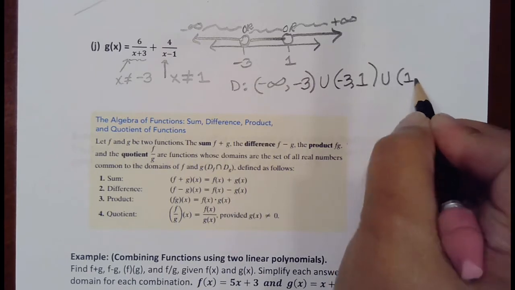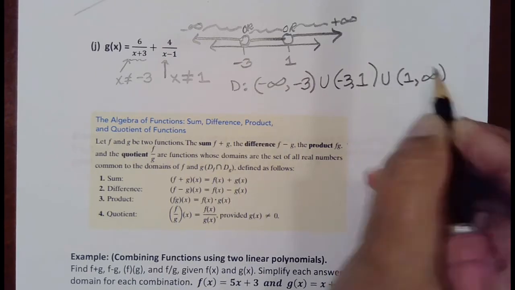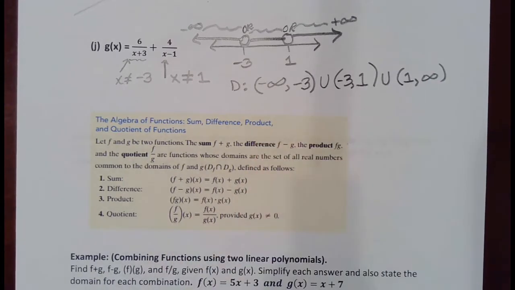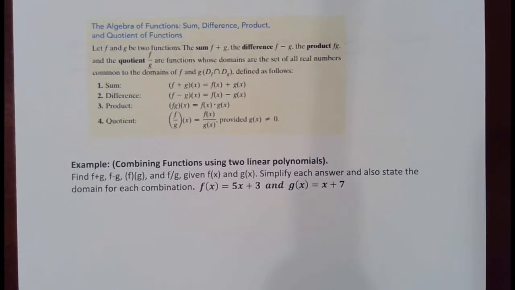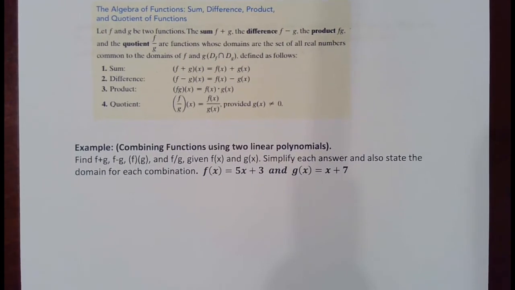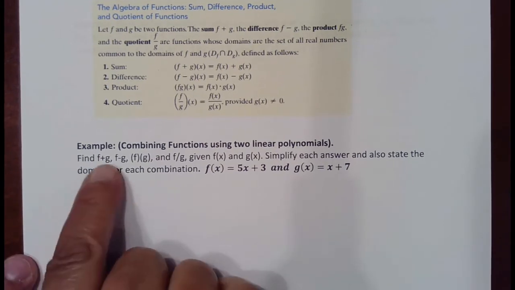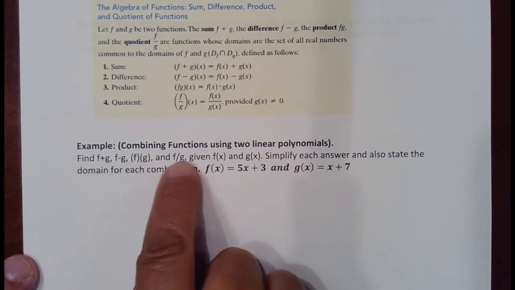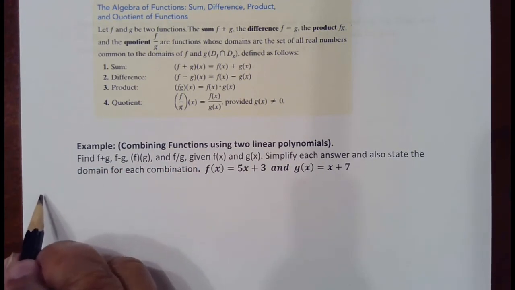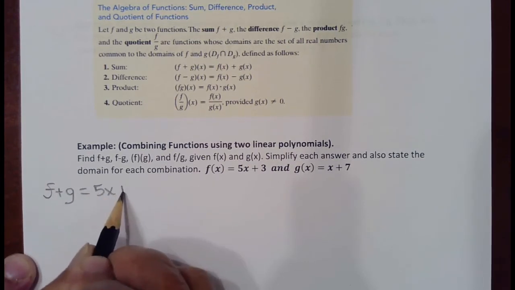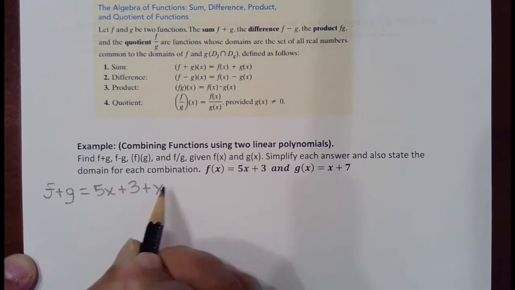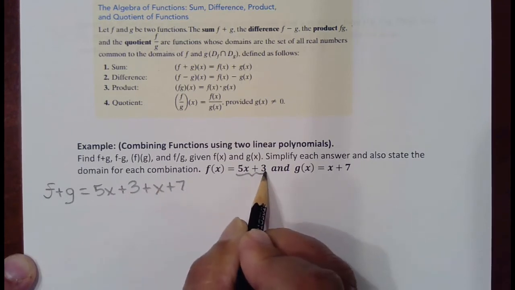Then we get into actually combining these ourselves, where we're given various functions. Here we have function f and g, and we're going to combine these functions through addition, subtraction, multiplication, and division. So in the first one, we're asked to combine 5x plus 3 plus x plus 7. This is the f of x function right here. This is the g of x function. So f plus g, there you have it there.